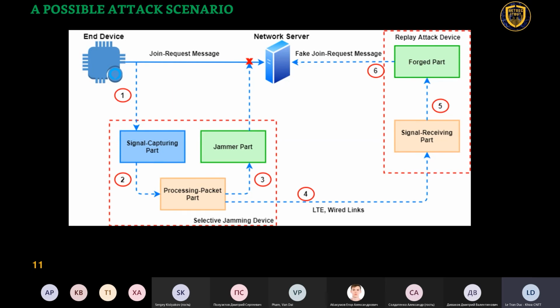For the new version of LoRaWAN, this scenario may not work well because the join request message is encrypted. But the logic of this attack scenario can still be used for the new version of LoRa, because we can capture the packet from the network server and send it back to the end device. It means the accept message. So that is the reason why I want to show you the combination of these attacks.